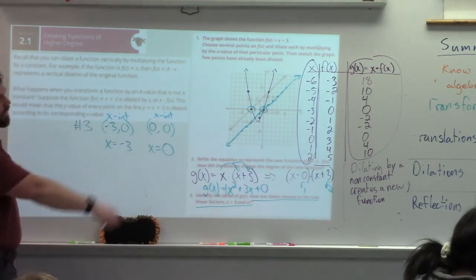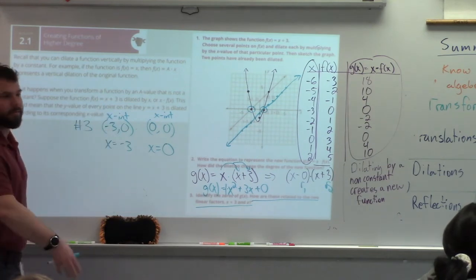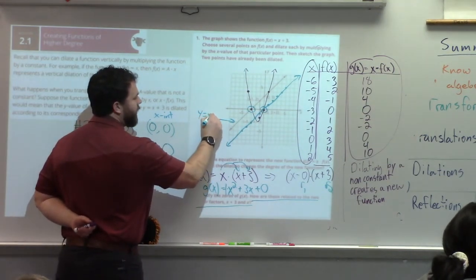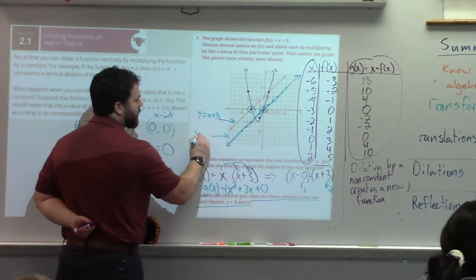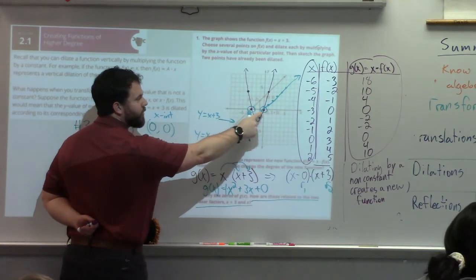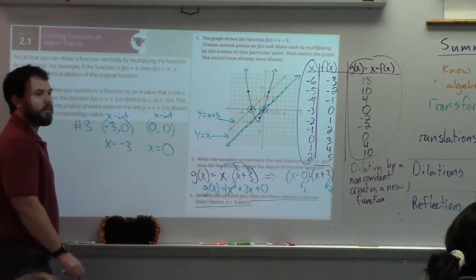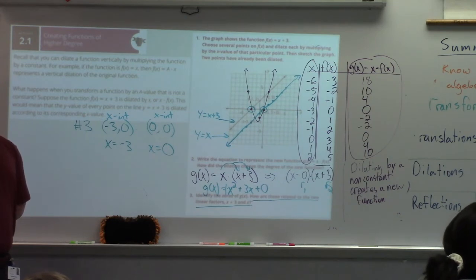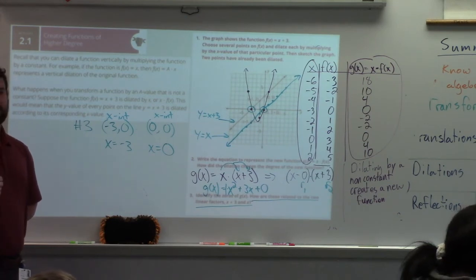So, how are these related to the two linear factors? I've drawn the two linear factors up, or the two lines up there, right? This already had y equals x plus 3, and this is y equals x. So how are those x-intercepts, those zeros, associated with the linear factors? Because they both cross through them. What do you mean they both cross through it? They intersect through, whatever.